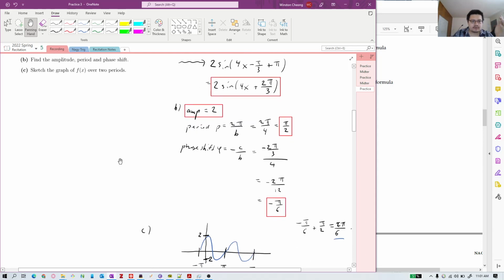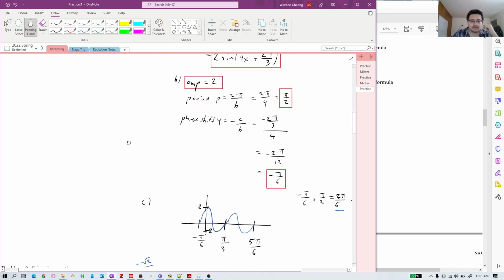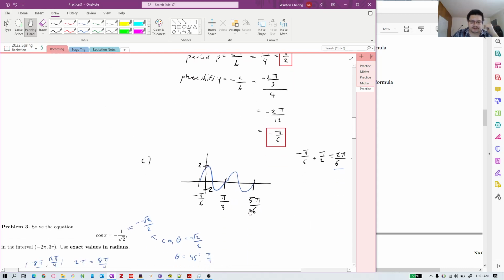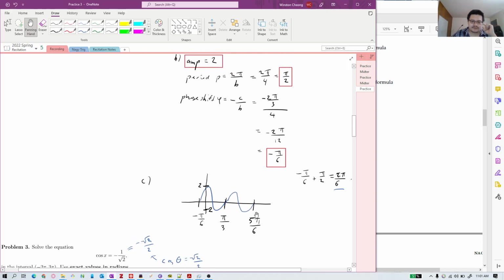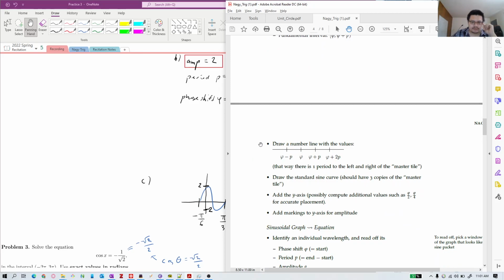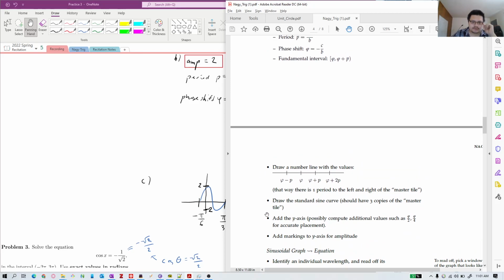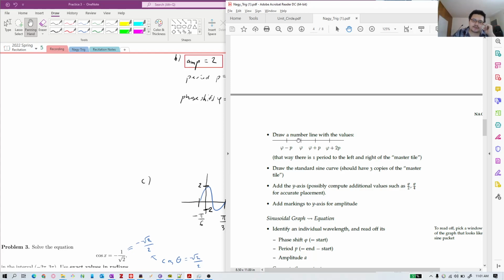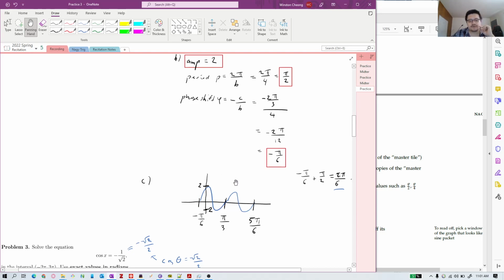Part C, we now sketch this sinusoidal function over 2 periods. I've already done that, but let's talk through how you would start this off. I've gone through the steps for doing this in the notes, except I have it over three periods. So you just remove one of the periods; I removed the left one. So you start by drawing a number line, adding some tick marks.